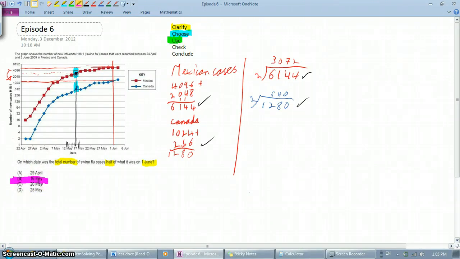Okay, so based on our skills at interpreting the graph, estimating what it is based on our scales as well, we've concluded that it's the 16th of May when there was exactly half the cases, or approximately half the cases, than there was on June 1.